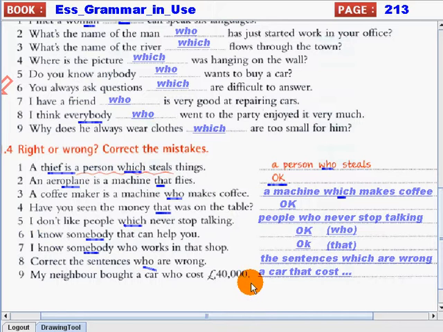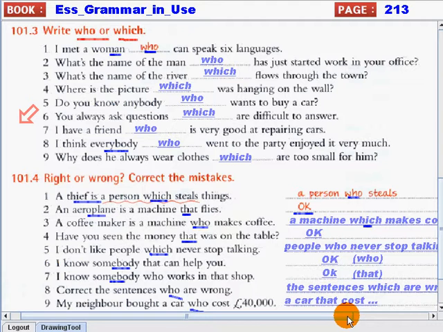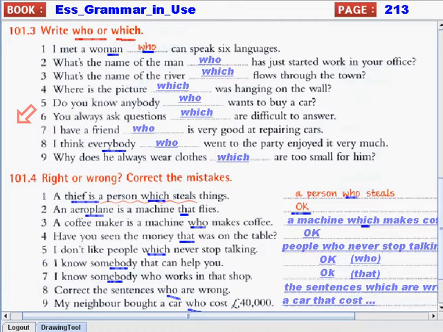Okay? Number 9. My neighbor bought a car who cost £40,000. Do you think that's right? Of course, that's not right. It should be, my neighbor bought a car that costs £40,000, or which costs £40,000, right? Okay, well, did you get the same answers that I wrote? I hope so. You got a good score for today's task.